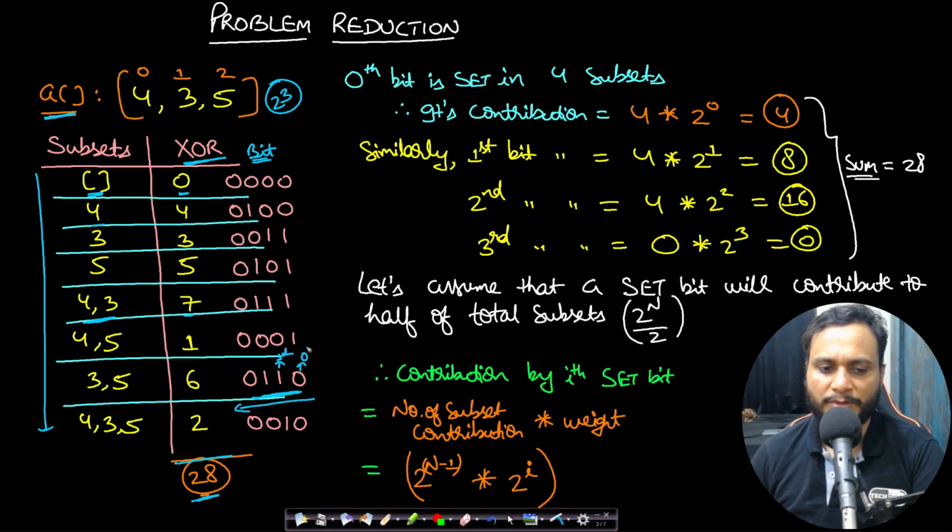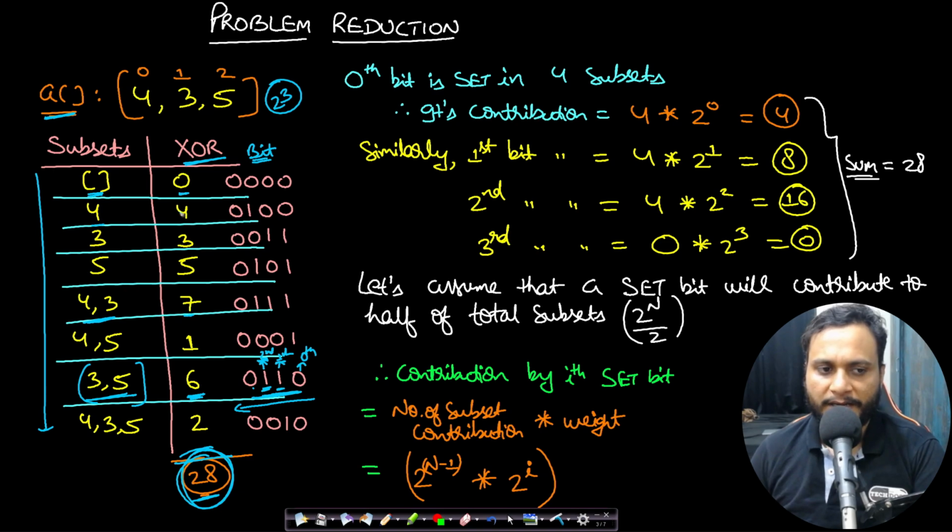This 0 is the 0th bit, this 1 is the first bit, this is the second bit, right? So here for this XOR 6, since 6 has a value 0 1 1 0, the first bit and the second bit are actually set. This is saying that the first bit is contributing to the final XOR sum value, and the second bit is also contributing to the final XOR sum value if you take the subset 3 comma 5. And that is how you got the 6, isn't it?